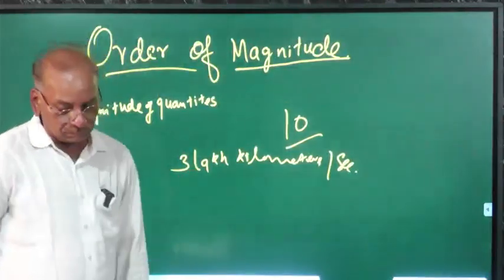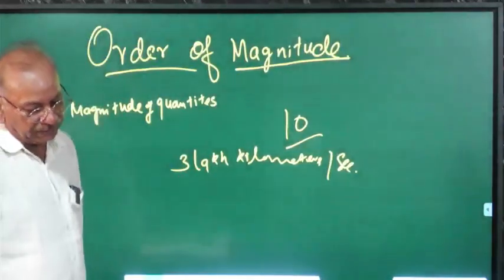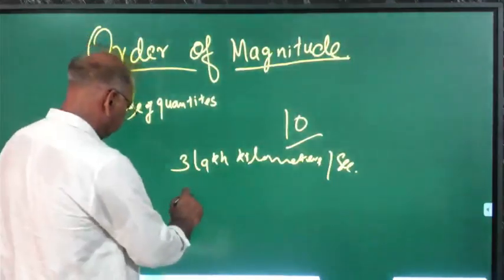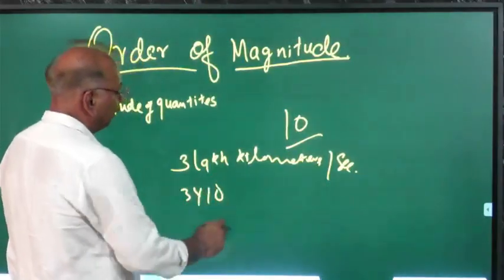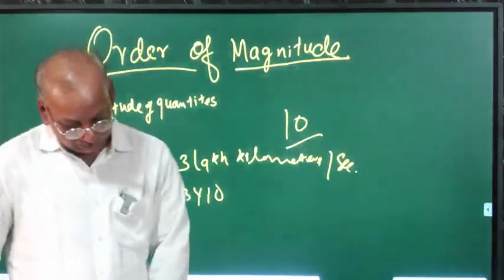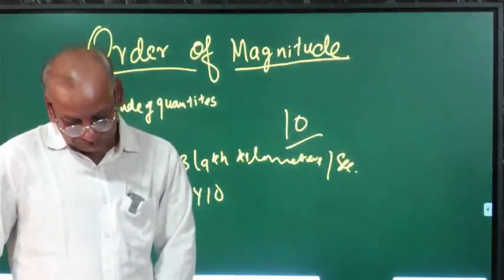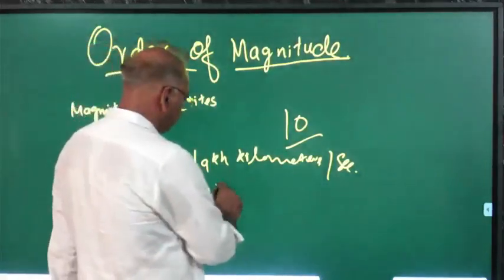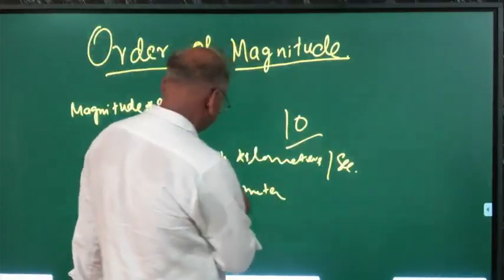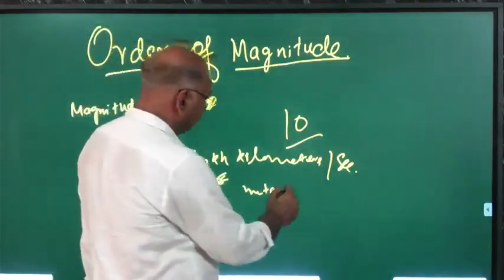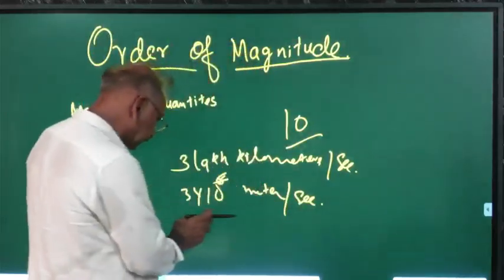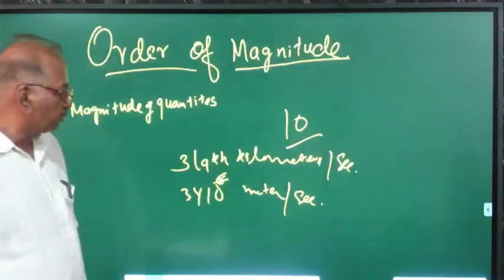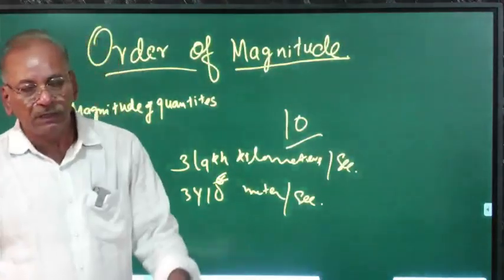Or this can be expressed as 3 into 10 to the power 6 or 7, whatever it is, meters. I'm not sure about this. It may be 6, 7, 8, anything per second. So it comes out to be very compact while we start writing so many questions, answers, or any calculations.